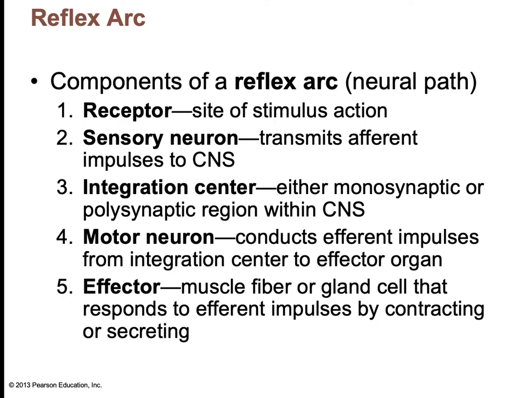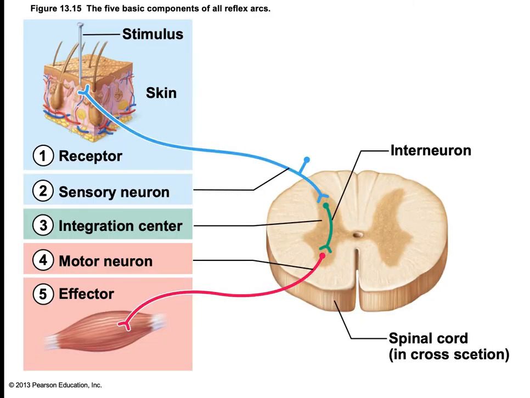The receptor is the site of the stimulus. The sensory neuron transmits the afferent impulses to the central nervous system. The integration center is within the central nervous system gray matter here. The motor neuron brings the motor command out to the target, and the effector carries it out. Okay, so you can see the components here.